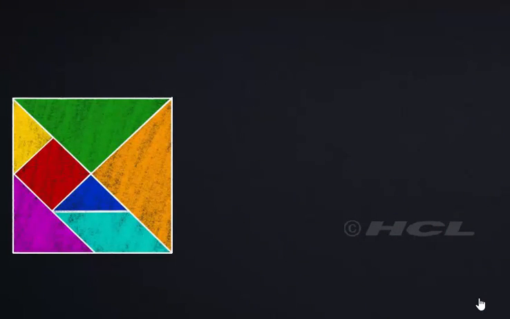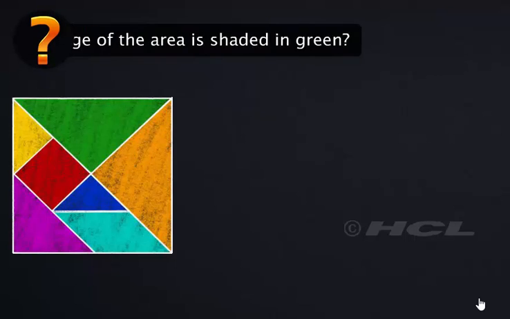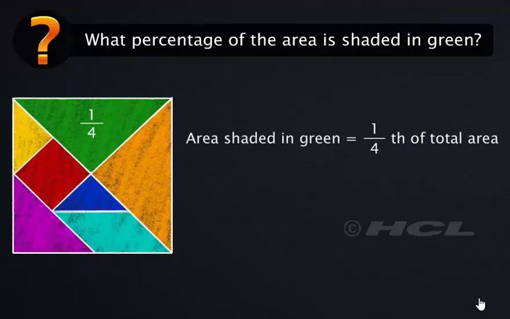The concept of percentage is also used to estimate the parts of an area. Let us see how. The fraction of the area shaded in green is given to us. From this fraction, we can find the percentage of the shaded part. We multiply this fraction with 100 to find the area in percentage. Thus, percentage of area shaded in green is 25.